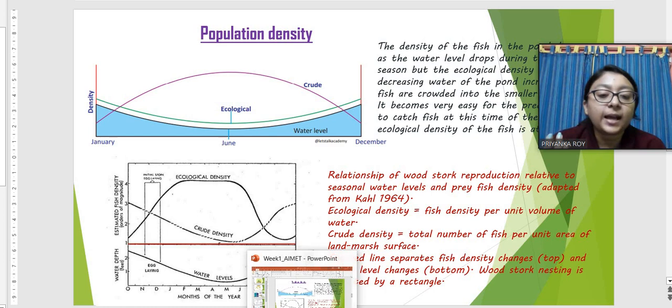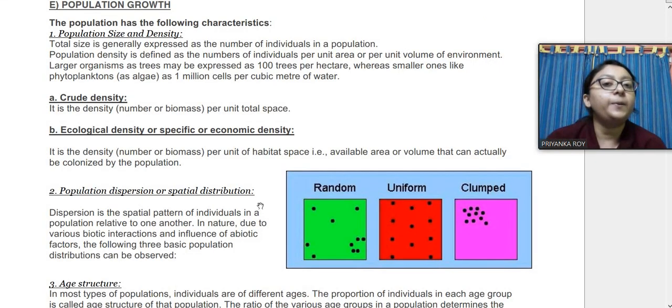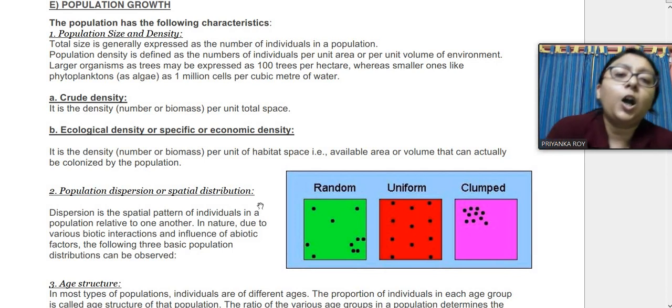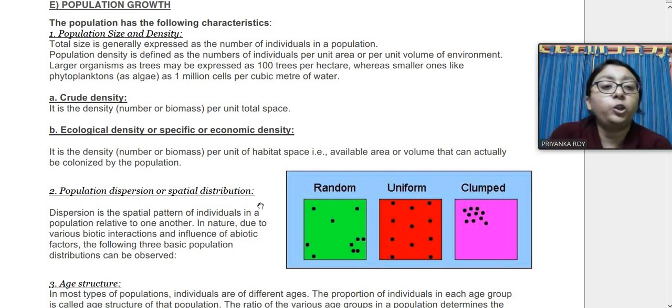So population size is basically very simple: the number of individuals in a population. That is the population size. But what is population density? Density is actually defined as the number of individuals per unit area of the environment. Just like we calculate the density of any other substance, the density of a population is also calculated in the same way, per unit area or per unit volume of the environment.